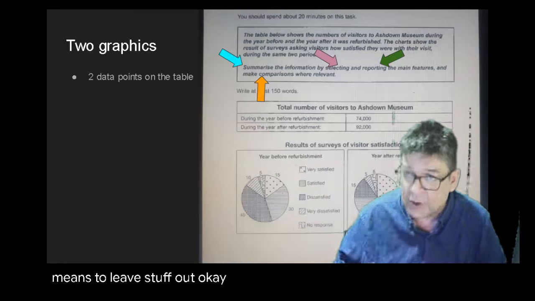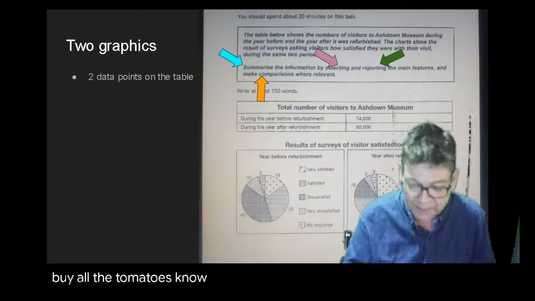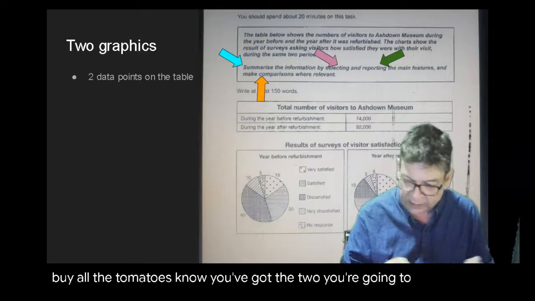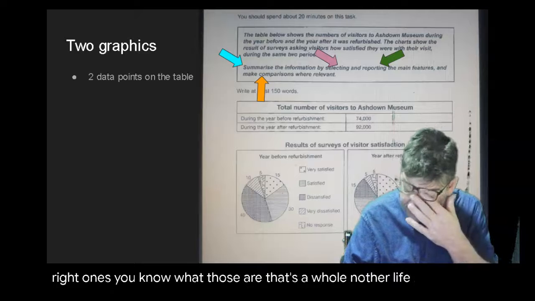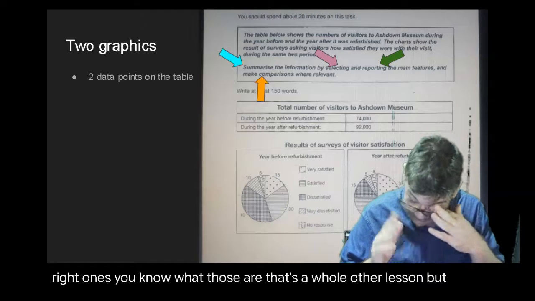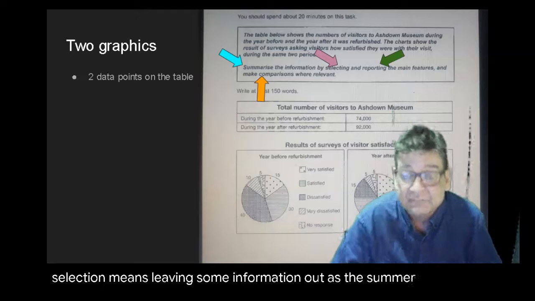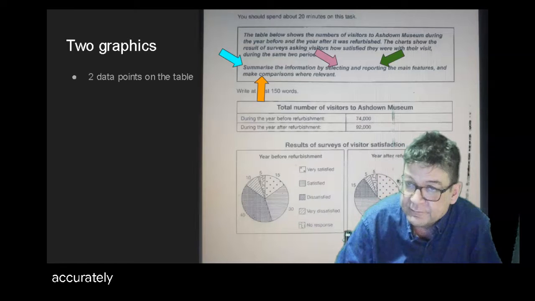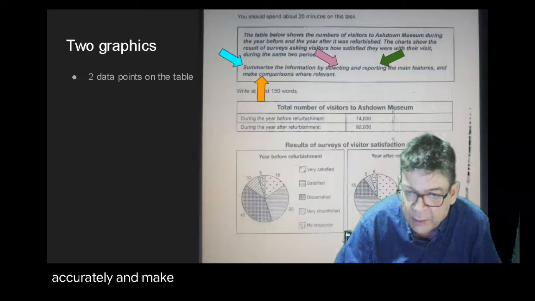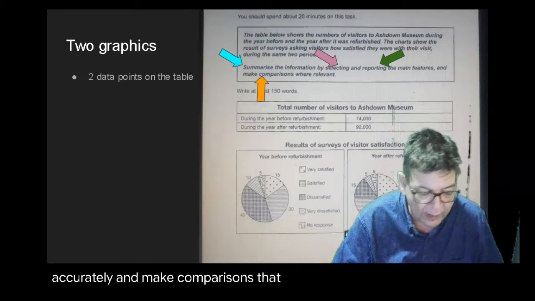Okay? When you go and you buy tomatoes, do you buy all the tomatoes? No. You're going to select the right ones. How do you know what those are? Well, that's a whole other lesson. But selection means leaving some information out, as does summarizing. Reporting accurately, okay, and make comparisons. That's a requirement of the task.